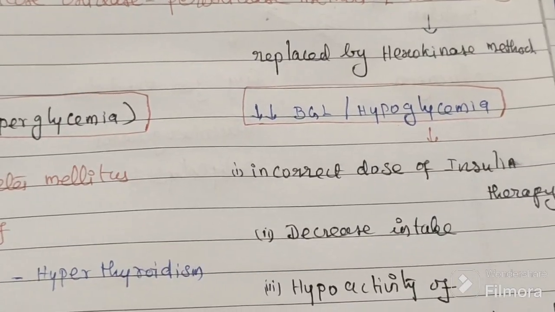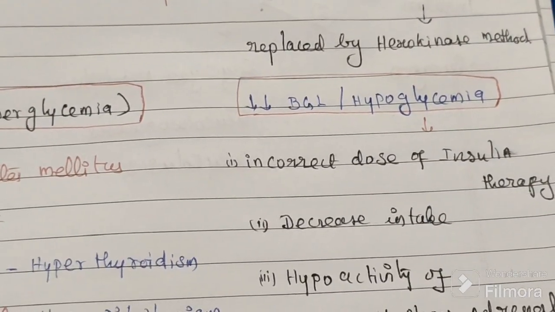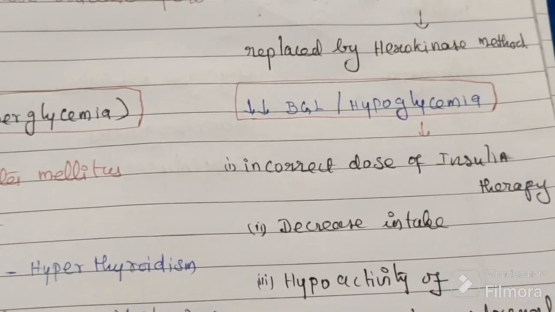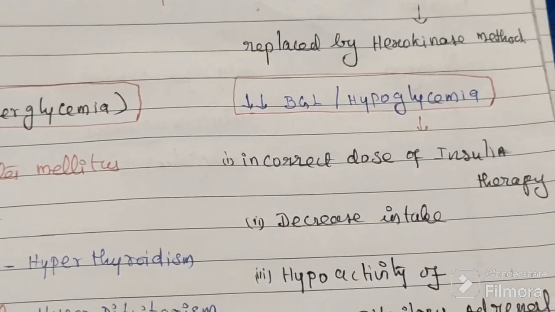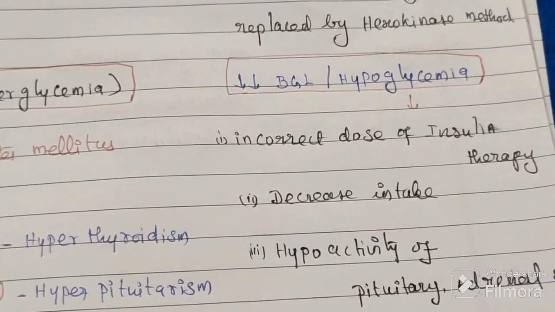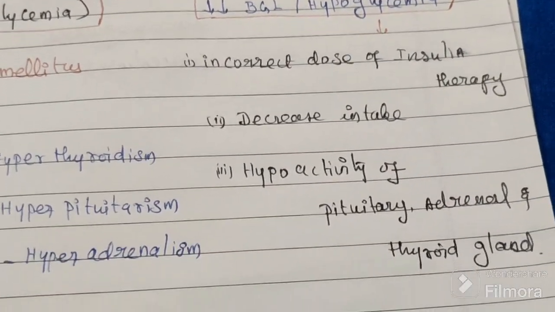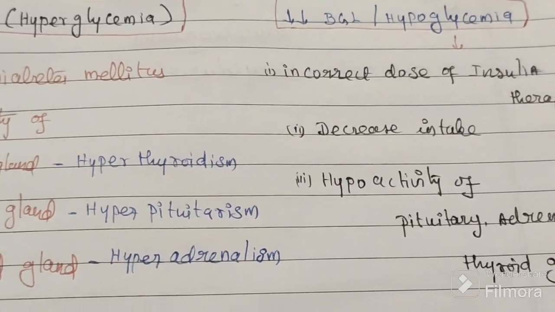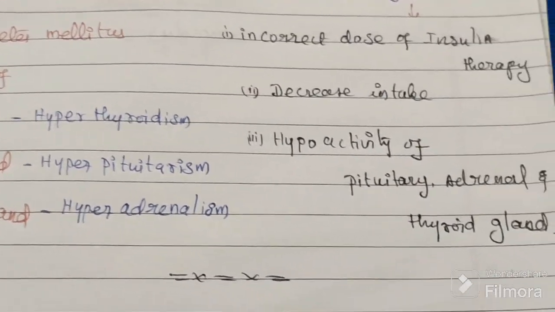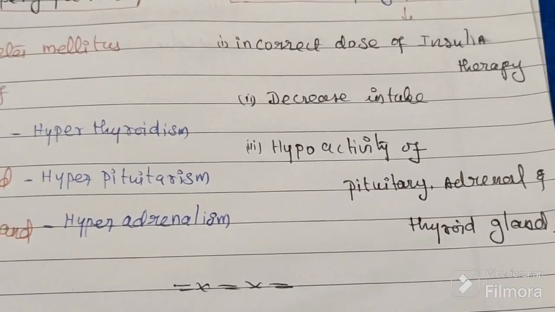The causes of decreased blood glucose level, that is hypoglycemia, mainly include an incorrect dose of insulin therapy, then decreased intake. Third one is hypoactivity of these glands. What are the three glands? Pituitary, adrenal and thyroid gland.